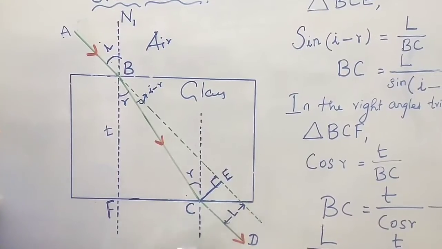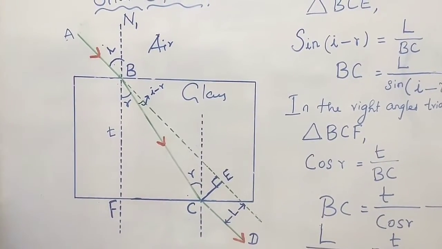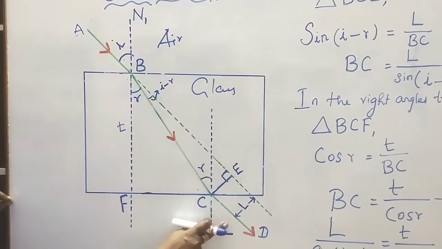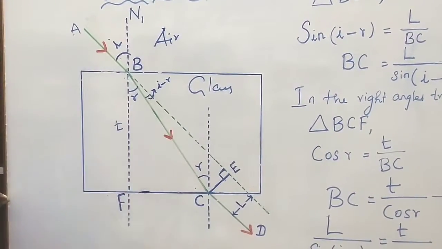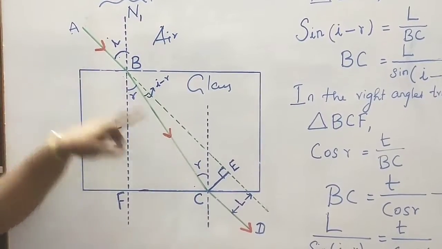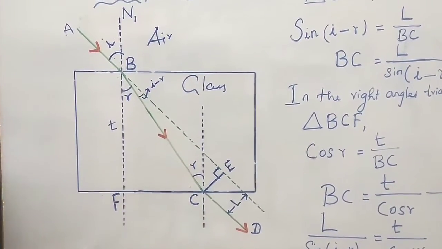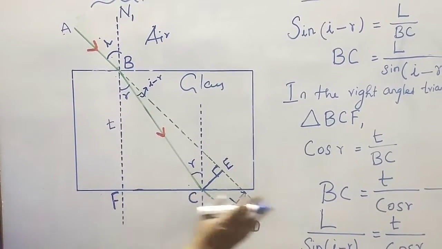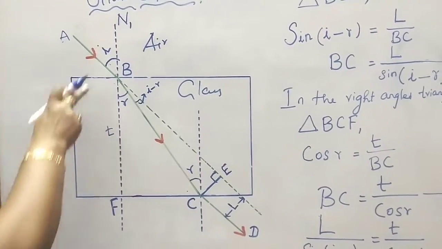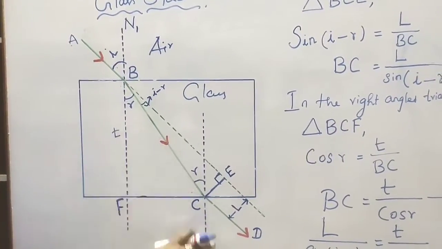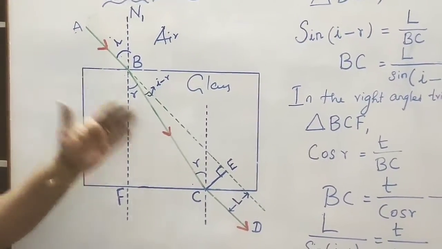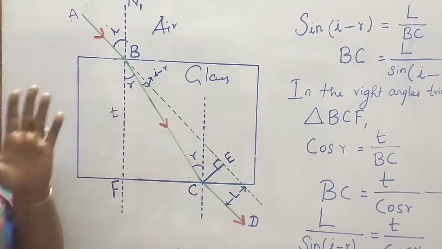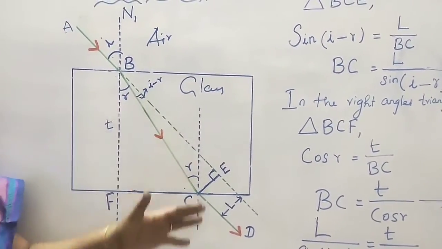So this ray is called the emergent ray, which is coming out of the refracting surface parallel to the incident ray. These two are parallel, but it gets a lateral displacement. That's all. They are not in the same path. The directions of these two rays are the same, but the path will be different.